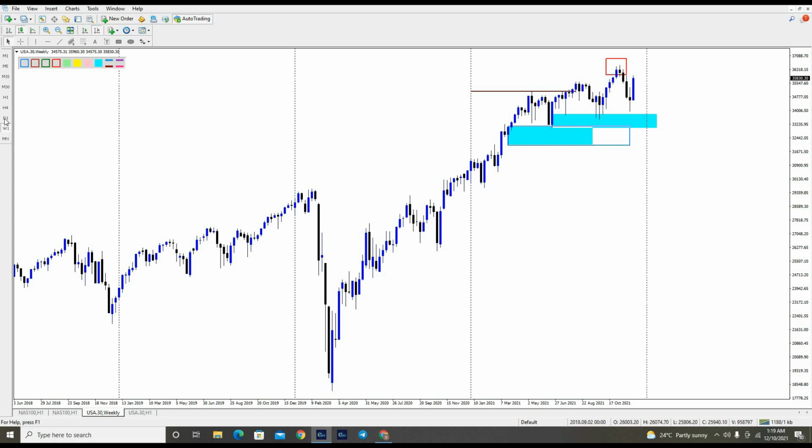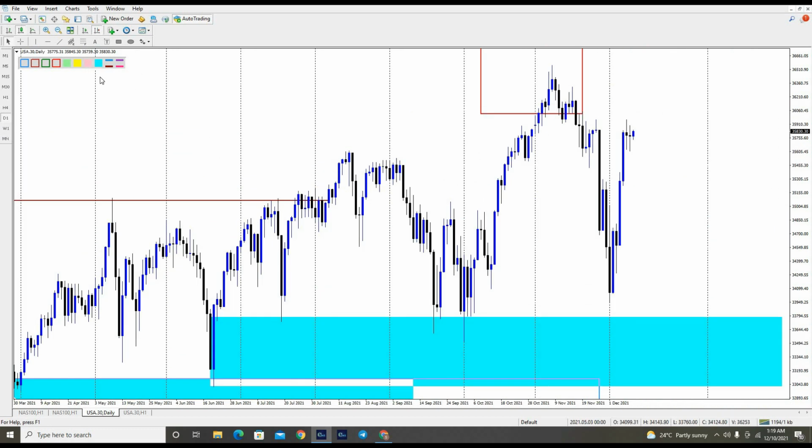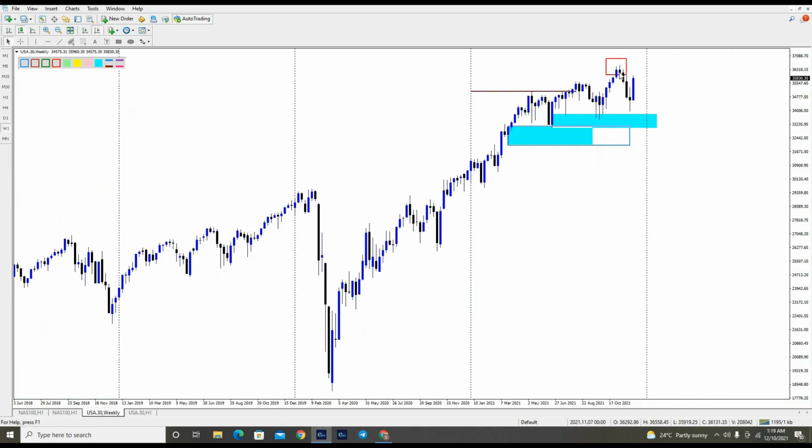Okay, so if we move over to the daily time frame, now we've got a better understanding of what's happening. Now the structure breaker I'm talking about was this one. So let's move over to this one. It would be this one. Because of this zone, price broke structure and it gave us new highs. So this then becomes our point of interest.